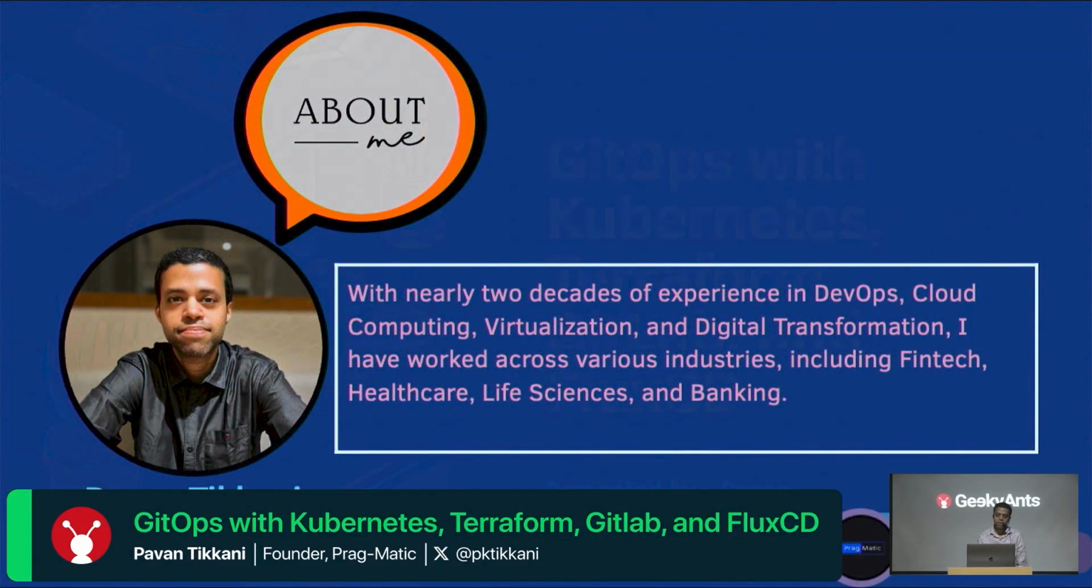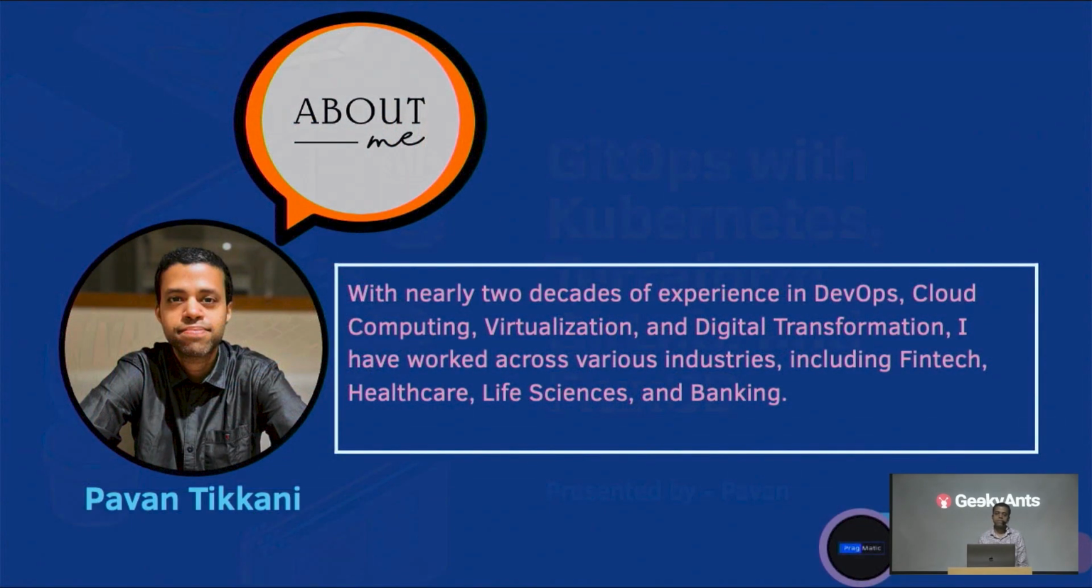So this is Pavan. I have close to 2 decades of experience in DevOps, virtualization, and cloud computing. In that span of 2 decades, I have worked for different verticals and domains such as banking, fintech, life sciences, and healthcare, for companies such as Danaher, Deloitte, IBM, and so forth. So that's about myself. And I'm founder at Prag-Matic. We are a tech startup into services and AI product development.